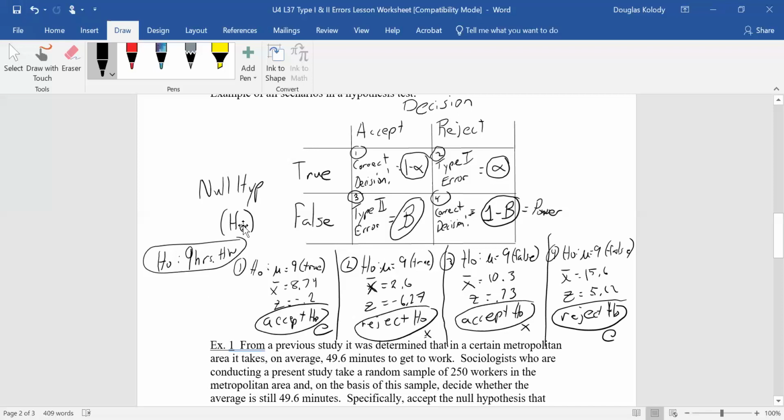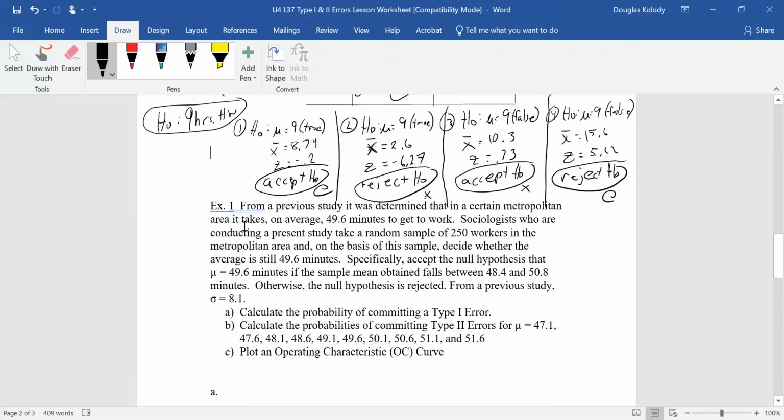All right, so believe it or not, this example is your homework question. You have one and only one homework question, and I'm going to start it with you. Here it is. From a previous study, it was determined that in a certain metropolitan area, it takes on average 49.6 minutes to get to work. Sociologists who are conducting a present study take a random sample of 250 workers in the metropolitan area, and on the basis of this sample, decide whether the average is still 49.6 minutes.